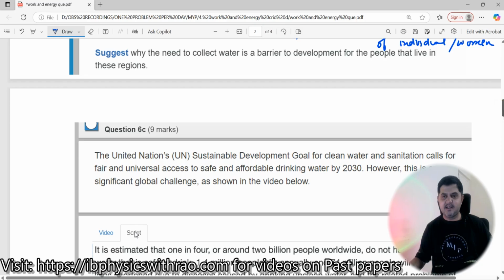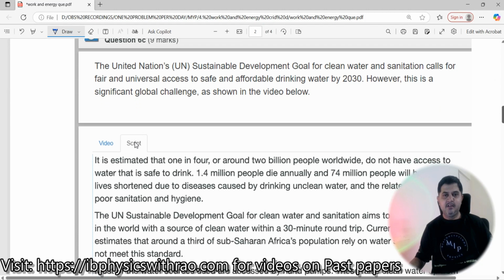Let us move on to the next topic. The UN SDG, Sustainable Development Goal, for clean water and sanitation calls for the fair and universal access to safe and affordable drinking water by 2030. So the UN has 17 goals, and one of these goals is providing safe and affordable drinking water. However, this is a significant global challenge, as shown in the video below.